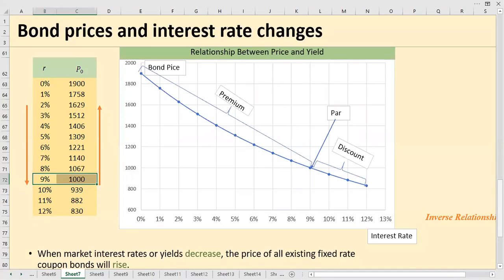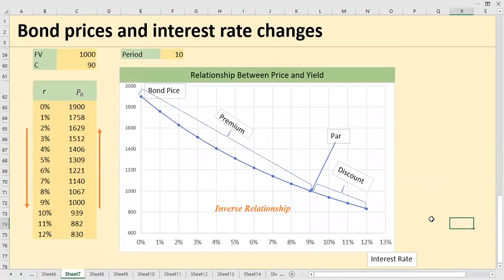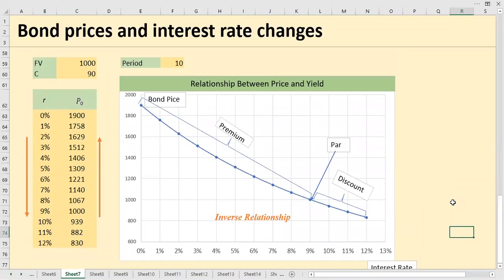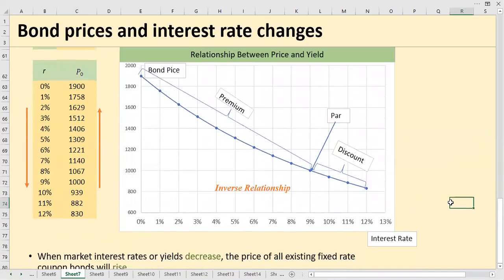If it is more than 1000 rupees, that is a premium bond. If it is less than 1000 rupees, that is discounted according to this particular example. So we can say now there is an inverse relationship between these two variables. So that is it for the relationship between these two, bond prices and the required rate of returns.